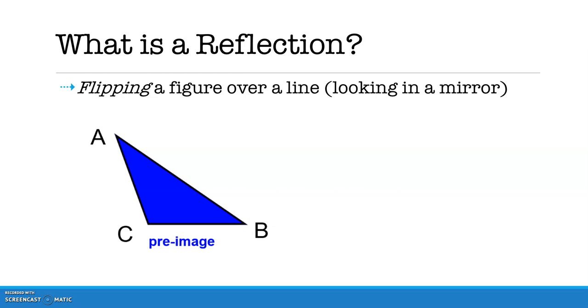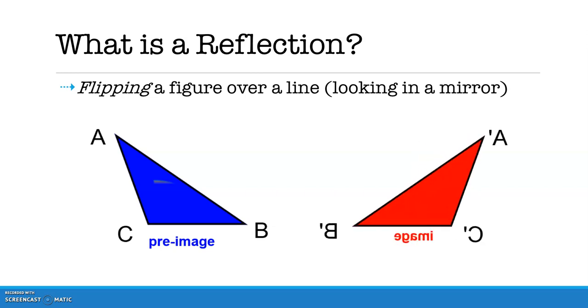If you look at triangle ABC, your vertices are actually read in a clockwise direction, whereas the prime image is read in a counterclockwise direction. This will be further discussed later on in the video.